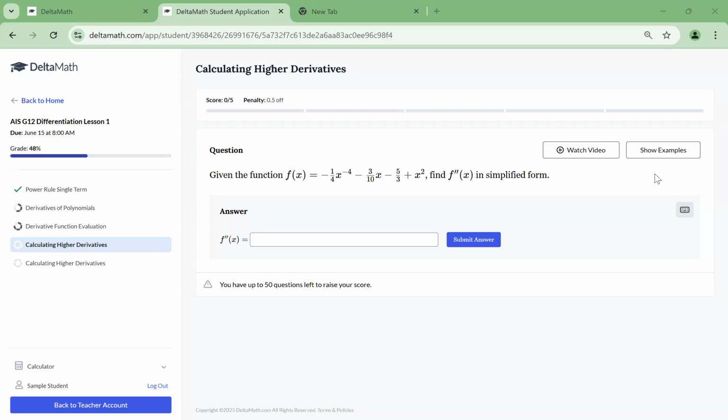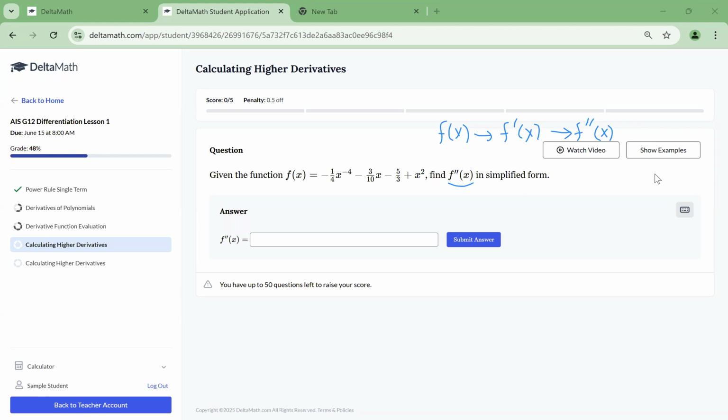Hello and welcome to this video in which we shall discuss calculating higher derivatives. So again, here we want to get f double dash of x. So what's f double dash of x? You have f of x, you differentiate once, you get f dash of x. You differentiate again, you get f double dash of x. Let's try this out here.